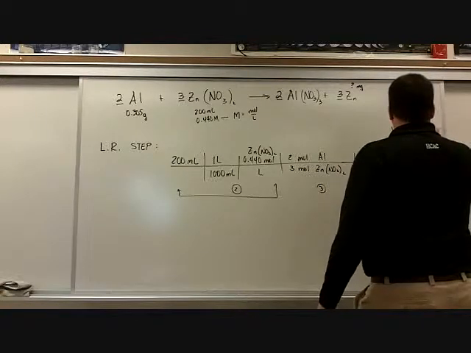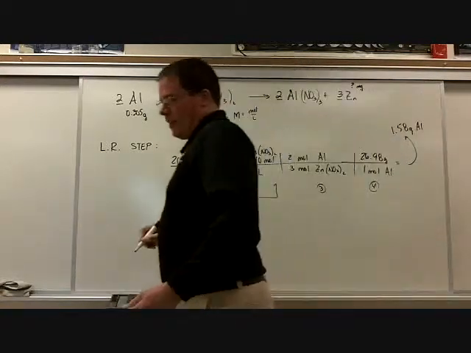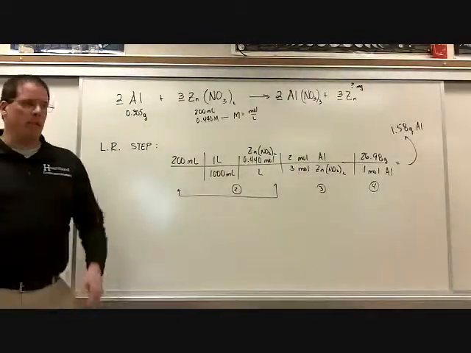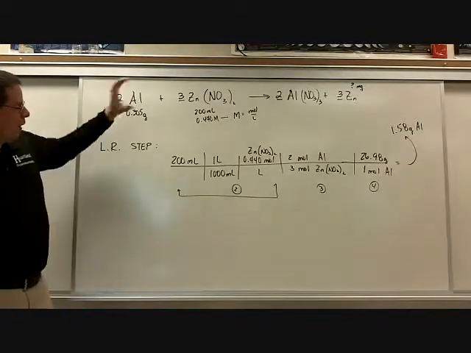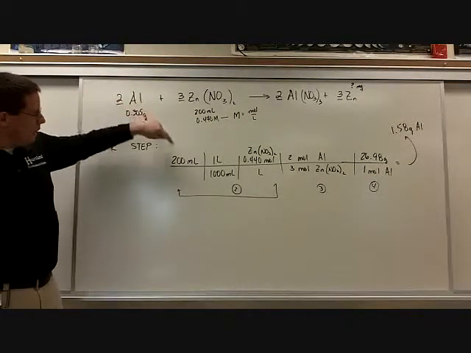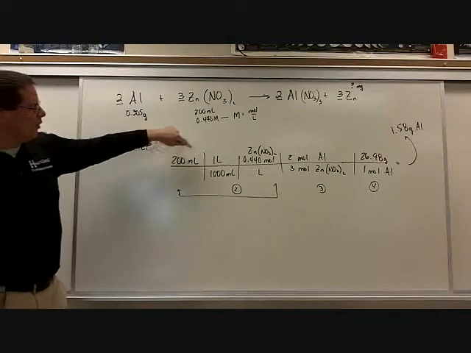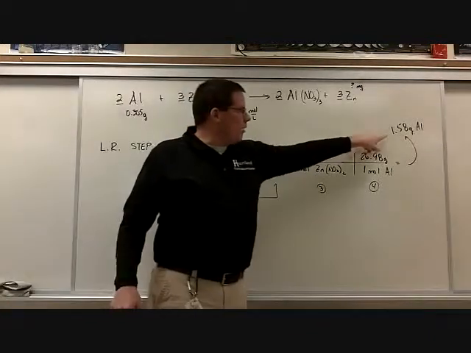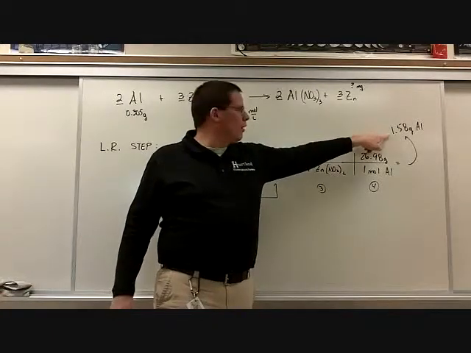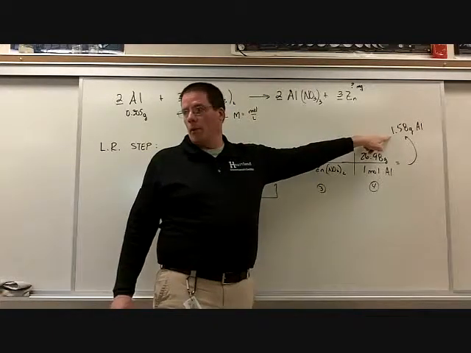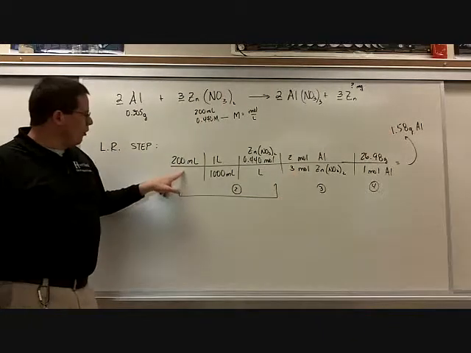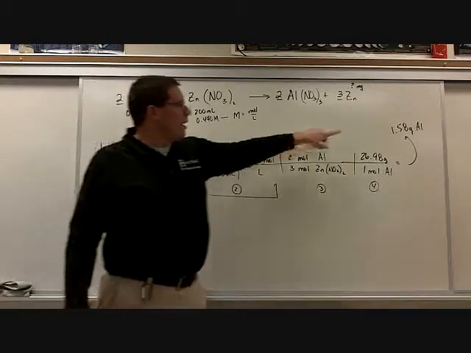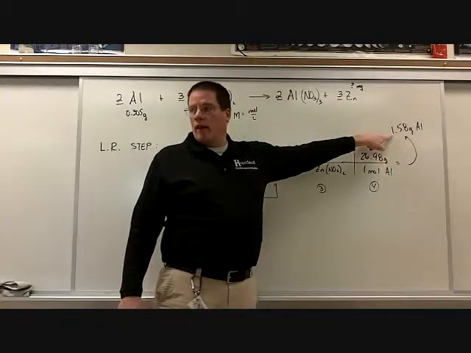And here's how we read it. This is what I always tell my AP kids to do as well: always talk yourself through it. If I use all 200 milliliters of my 0.4 molar solution of zinc nitrate, I will need at least 1.58 grams of aluminum.